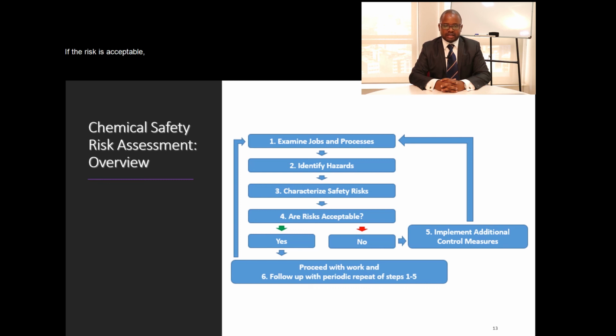If the risk is acceptable, we will proceed with doing our job as it is. But if the risk is not acceptable, then we will have to implement additional controls and measures until we reach a situation where we have an acceptable risk.